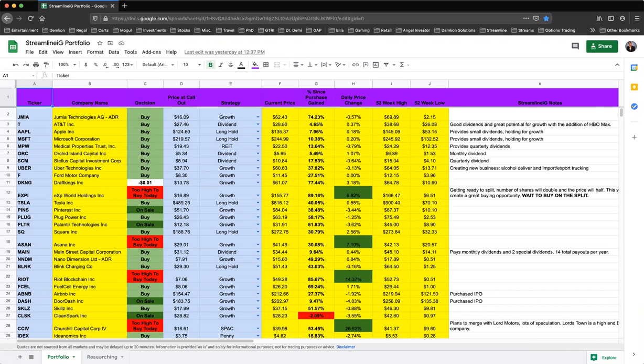The market has been pretty good to us this week. We had a couple of red days, as we call them, or days where things went on sale. But overall, the market's been pretty good.